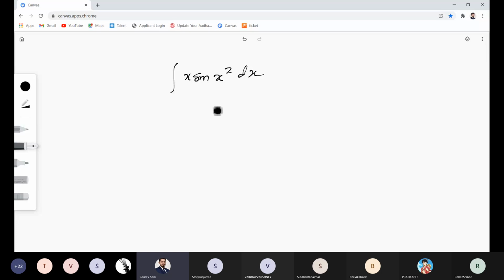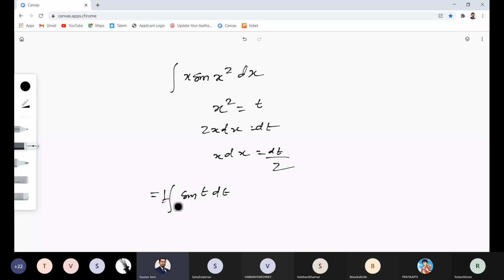What you did was you simply put x square equal to t, so that 2x dx will become dt. So x dx is equal to dt by 2. And as there are no limits right now, it is an indefinite integral, so no need to work with the limits. And what we have is the integral of sine of t dt, with 1 by 2 outside.